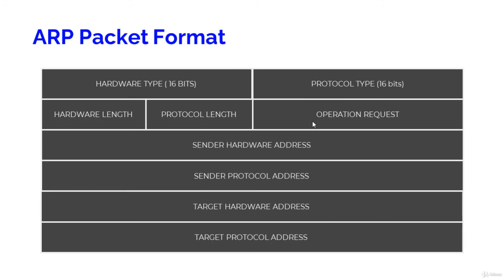Then operation request. It specifies the nature of the ARP message. Then sender hardware address or sender MAC address. Layer 2 address for the device sending the message. Then sender IP address. Protocol address in IPv4 for the device sending that message. And target hardware address is nothing but the layer 2 address of the receiver. And target protocol address, that is target IP address, is the protocol address for the intended receiver.